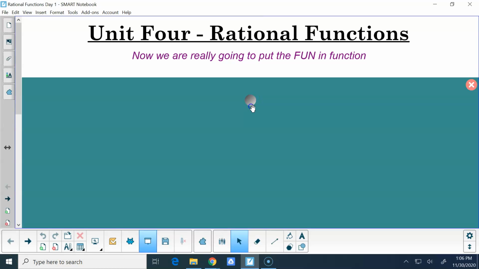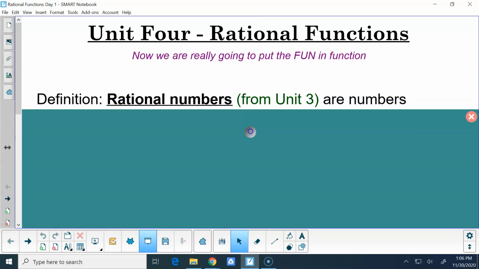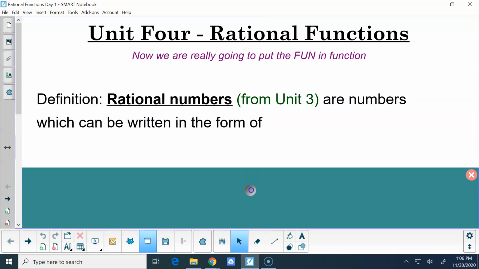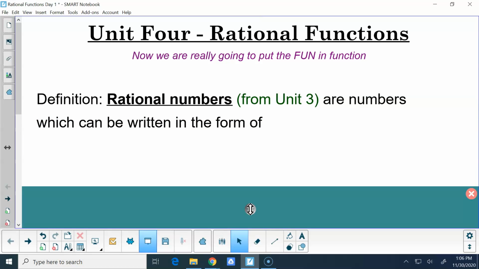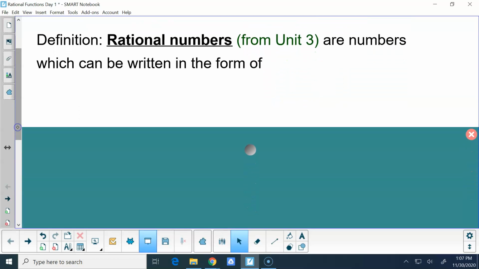all right. So let's first talk about a rational number. We just got done dealing with some rational numbers. Okay? So a rational number is any number that can be written in the form of a fraction.